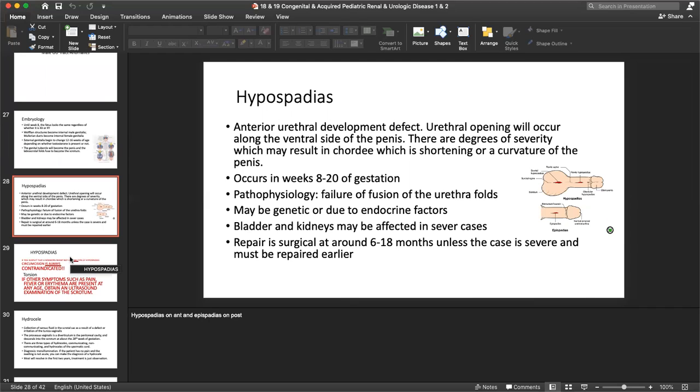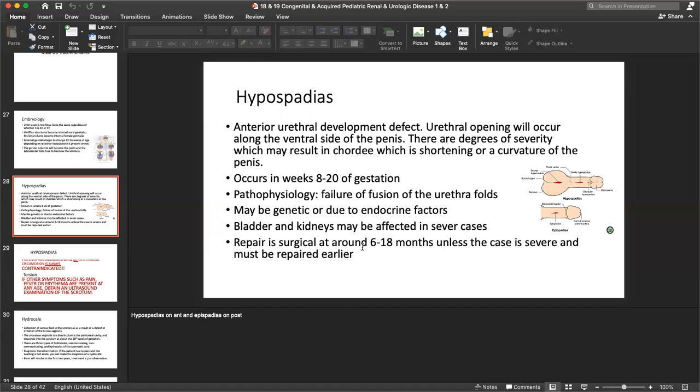Okay, this is super important. We have hypospadias, and this is an anterior urethral development defect, and there's going to be an opening on the ventral side of the penis. Remember that for ventral versus dorsal, you have to think of the anatomical position, which would be erect. So that is going to be on the ventral side, which would be like the back of the tiny guy.